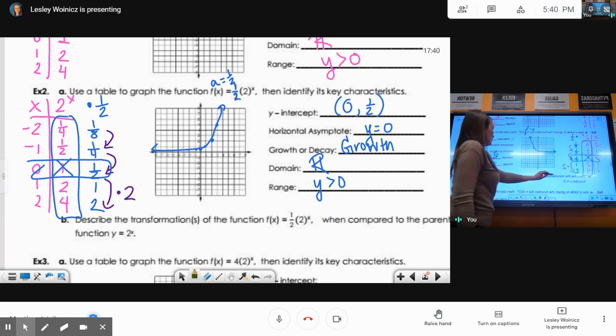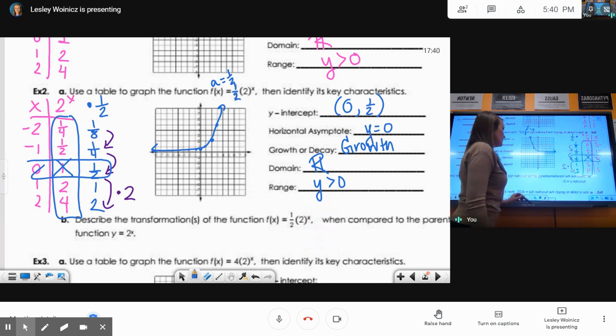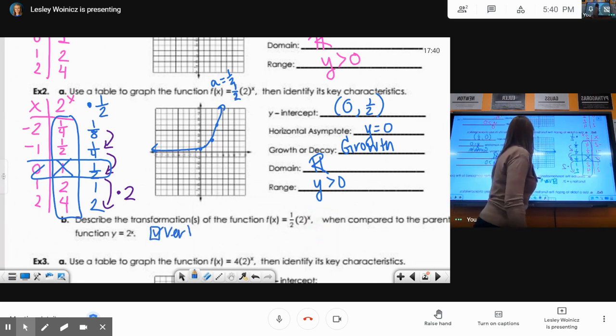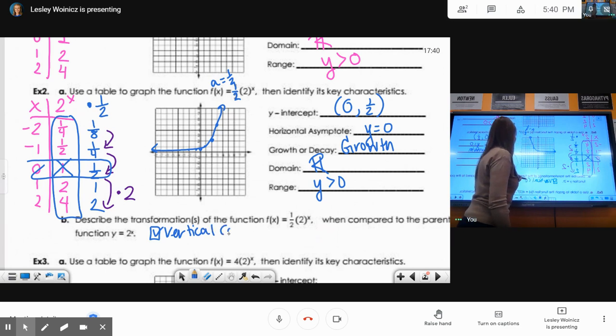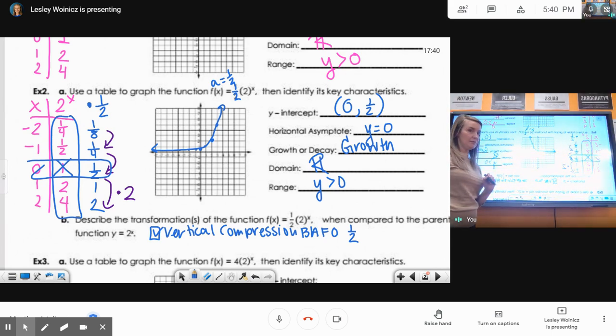Okay, so we have to describe the transformations of this function, 1 half of 2 to the x, when compared to our parent. So we didn't have a reflection, we didn't have a shift. All we had was our vertical compression by a factor of 1 half, just like we did when we were in quadratic land before Christmas.